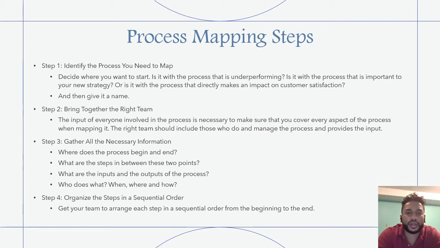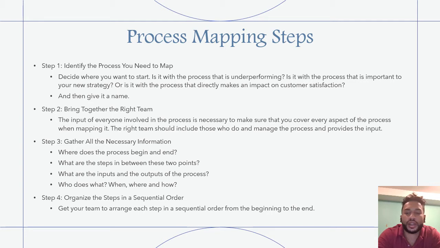Decide where you want to start. Is it with the process that is underperforming? Is it with the process that is important to your new strategy? Or is it with the process that directly makes an impact on customer satisfaction? And then give it a name. So that's step 1: find out what it is, give it a name.